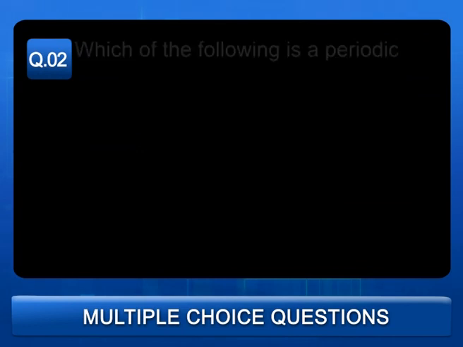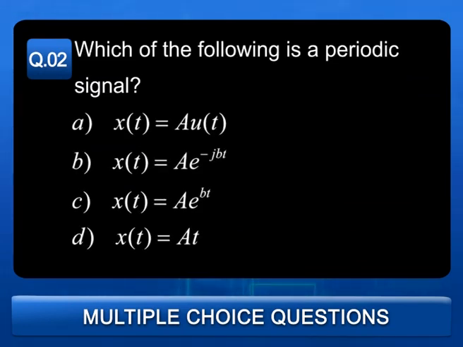Now let us go to question number 2. What does question number 2 say? It says, which of the following is a periodic signal? The first one is x of t is equal to A u of t. It is a unit step signal. B, x of t is equal to A e to the power of minus j b t. It's a complex exponential signal. C, x of t is equal to A e to the power of b t. It's an exponential signal. And D, x of t is equal to A t.